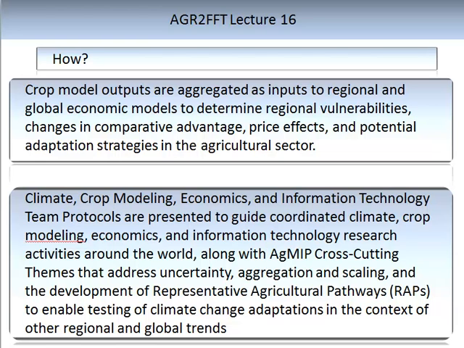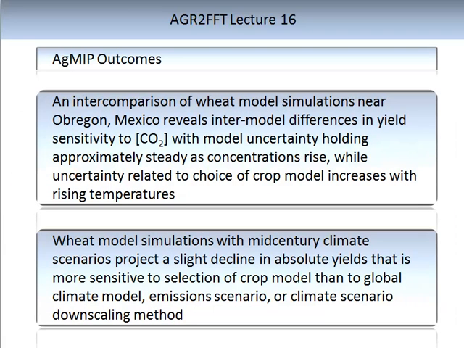Along with AGMIP cross-cutting themes that will address uncertainty, aggregation and scaling, and the development of representative agricultural pathways will be used. This will enable testing of climate change adaptations in the context of other regional and global trends. Quite an ambitious project. So were the AGMIP able to do all of the things they tried to achieve?